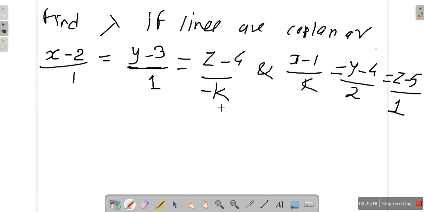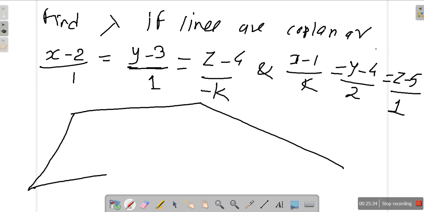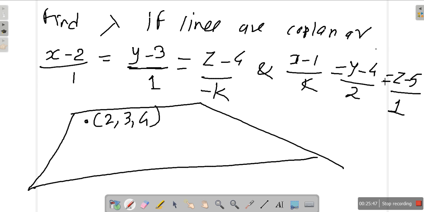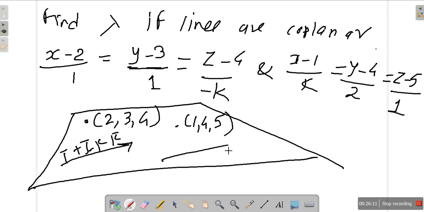Now please see, these lines are coplanar. It means that the lines entirely lie in a particular plane. So suppose this is a plane, and in this plane both these lines lie. So the point 2, 3, 4 lies on this plane, which is a point belonging to this line. The point 1, 4 and 5 also lies in the plane. Also the vector 1, 1 and minus k, and this, don't confuse with k and k bar, this vector, also k, 2, 1, this vector, entirely lie in this plane.